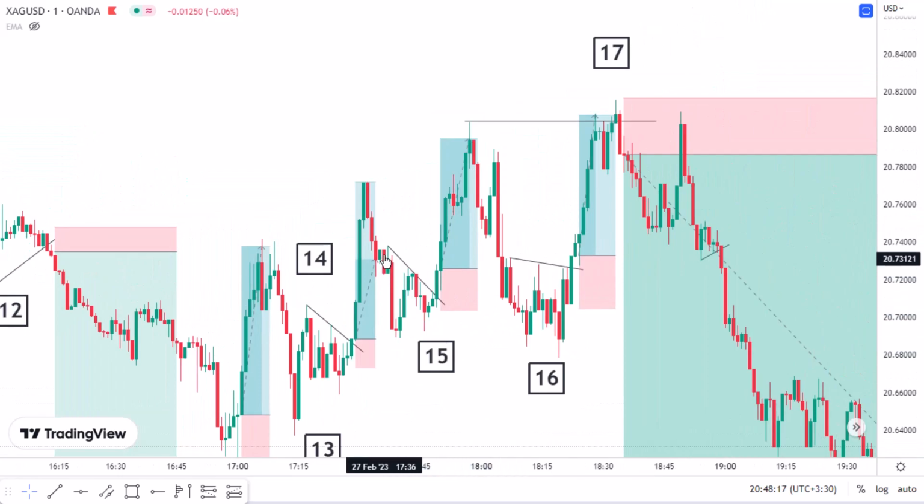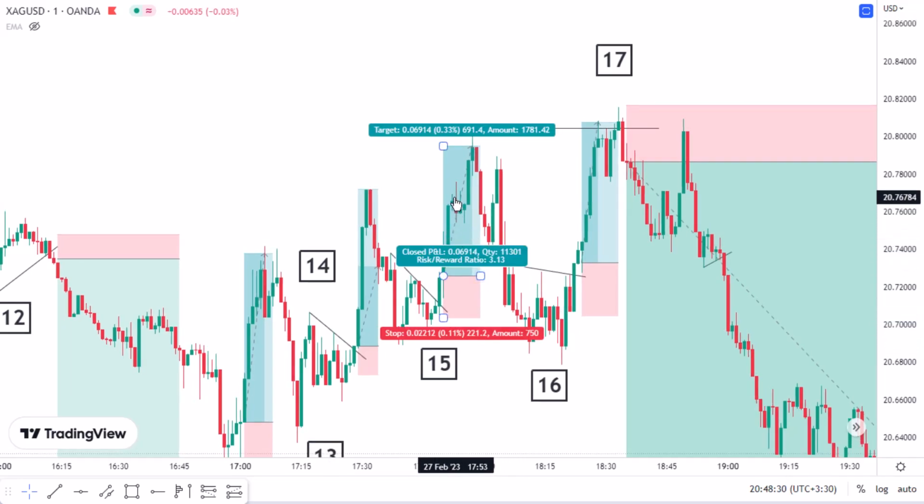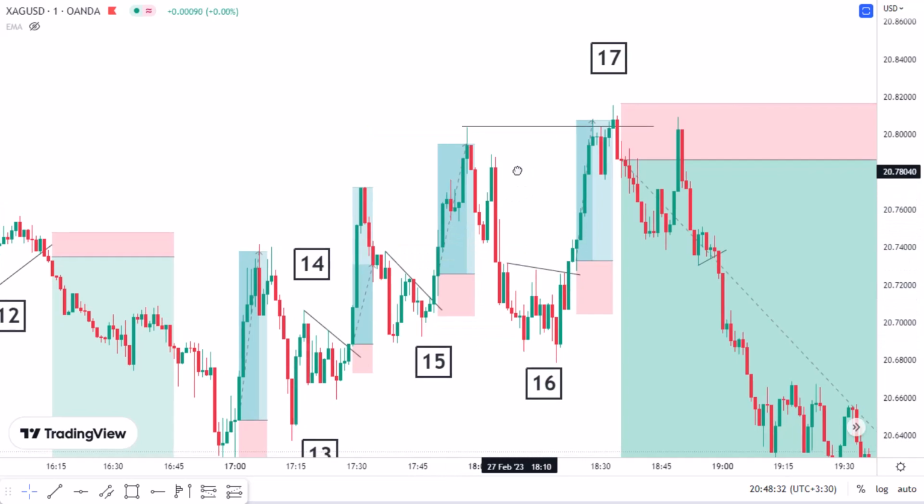On trade 15, we have a trend line here with 1 touch, 2 touches, 3 touches, 4 touches. On the 5th time it breaks it here, we enter the buy position, put our stop loss below that, look for RR2, which gives us a reward of 3.